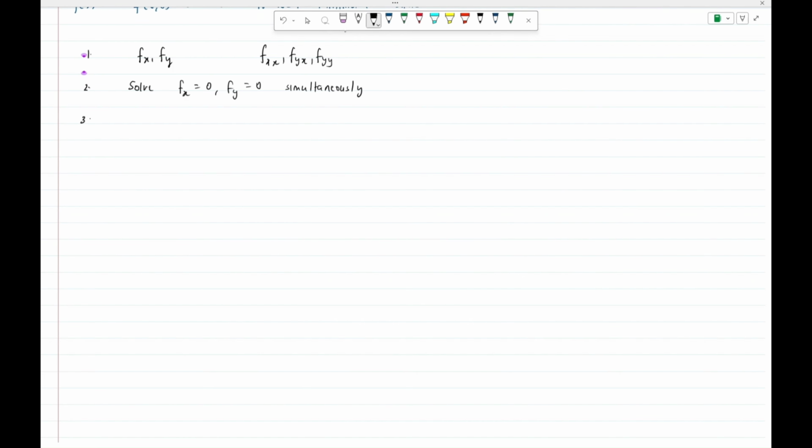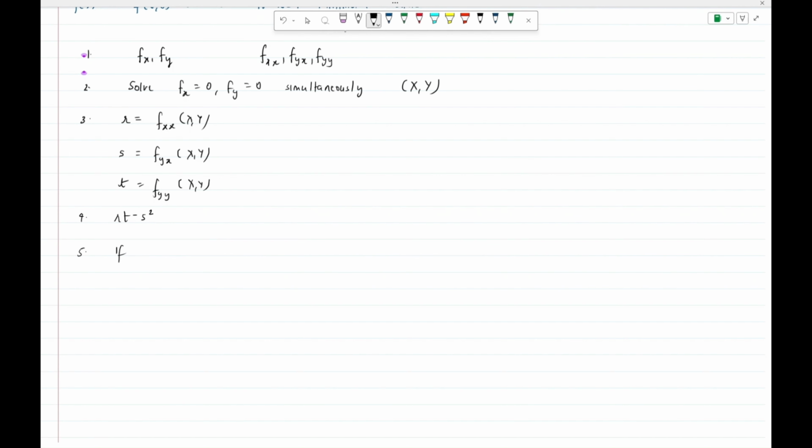Step number 3. Suppose you get these points as capital X, capital Y. Step number 3 is to evaluate R, S, and T. R is fxx, S is fyx, and T is fyy. We'll be evaluating these at the stationary points. Step number 4 is to perform a little arithmetic here. So we need rt minus s square. And step number 5, we come to the conclusion.